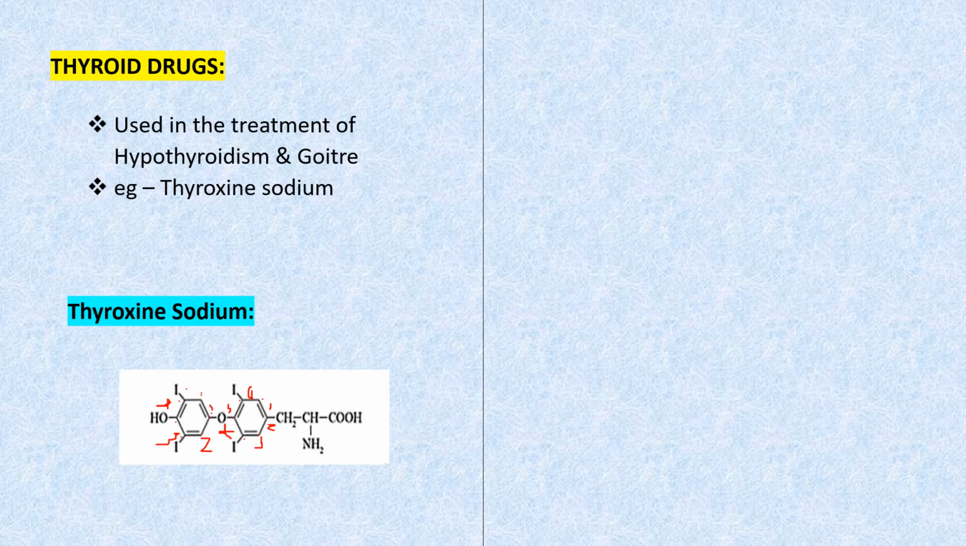How many? It is present 4. Therefore I am going to use the prefix, that is tetra, tetraiodo, and at the end I am going to write down the name of the parent structure, that is tetraiodothyronine. That will be the chemical name.